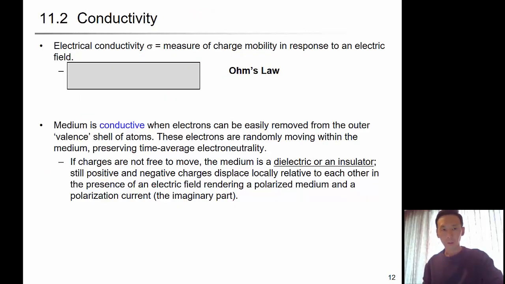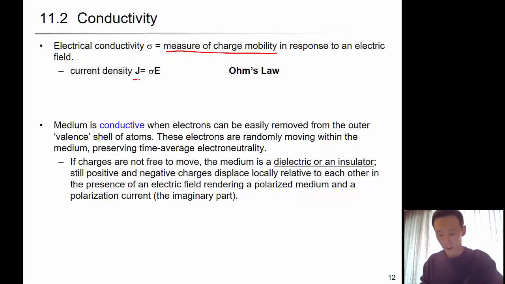So the second is the electric conductivity. Electric conductivity is a measure of the charge mobility in response to an electric field. So J equals sigma times E is Ohm's law. The medium is conductive when electrons can be easily removed from the outer valence shell of the atoms. These electrons are randomly moving within the medium, preserving the time average electron neutrality.